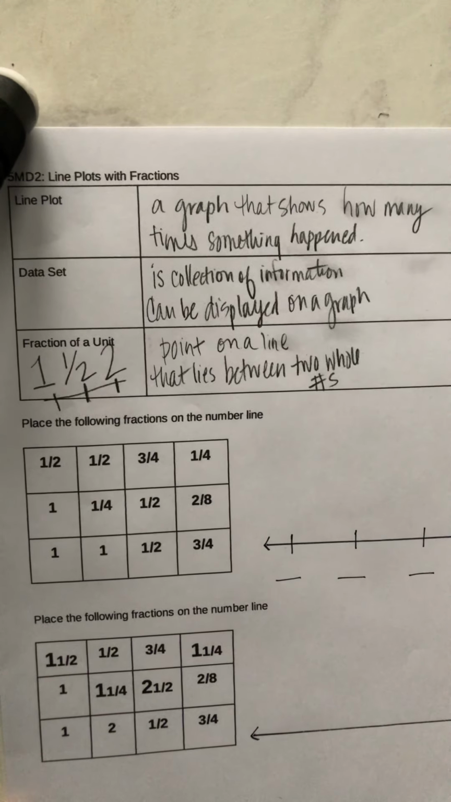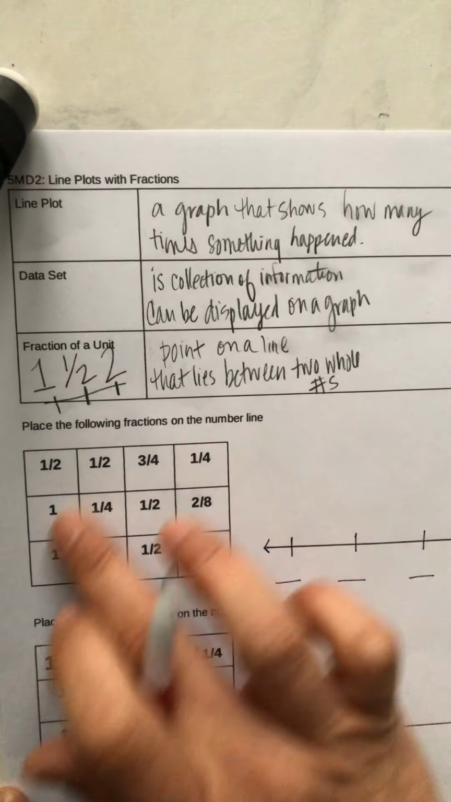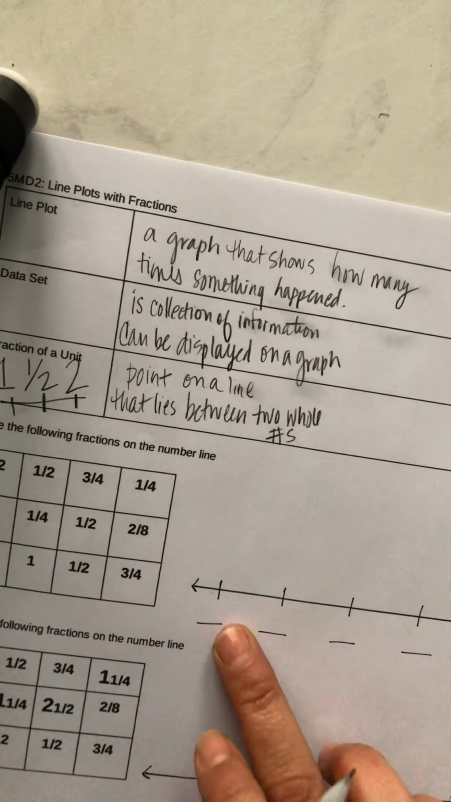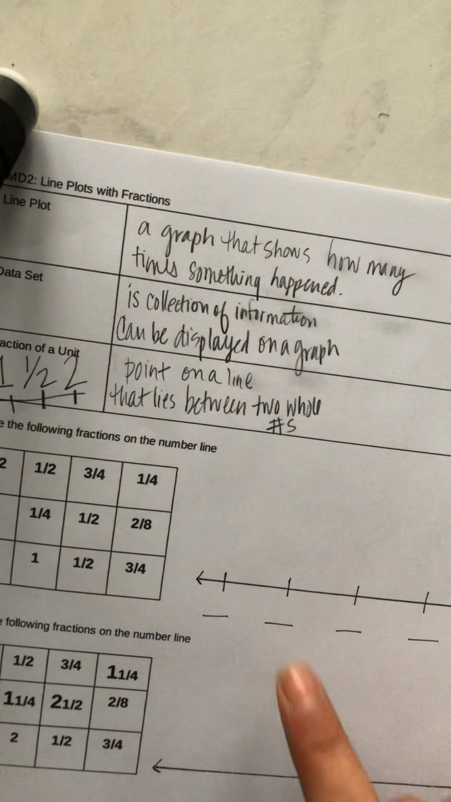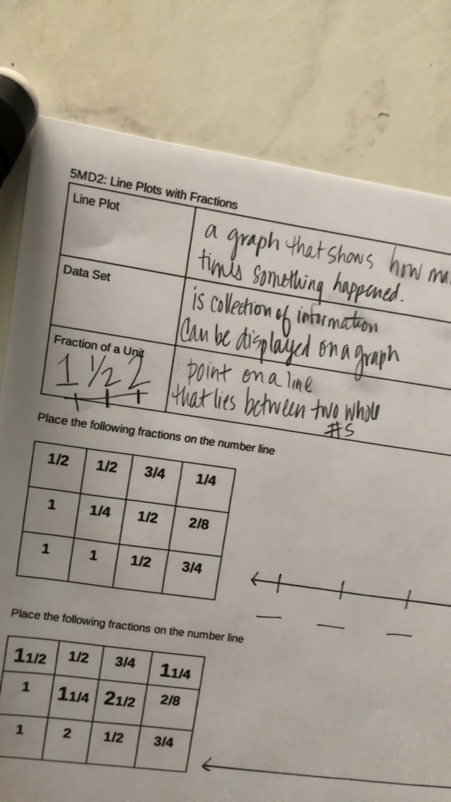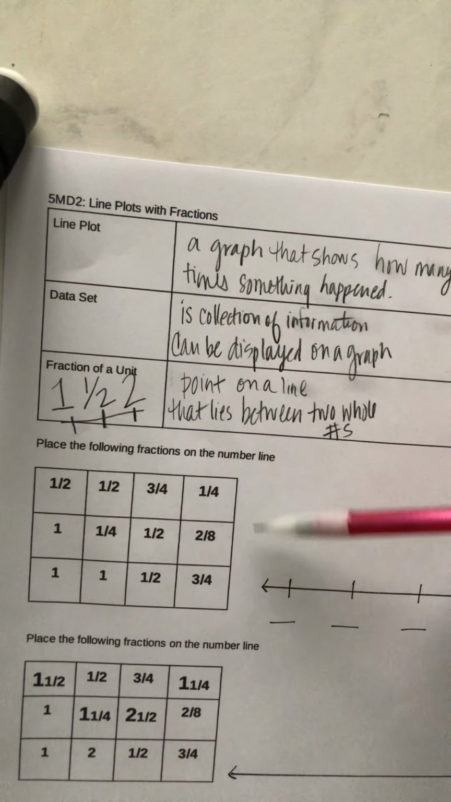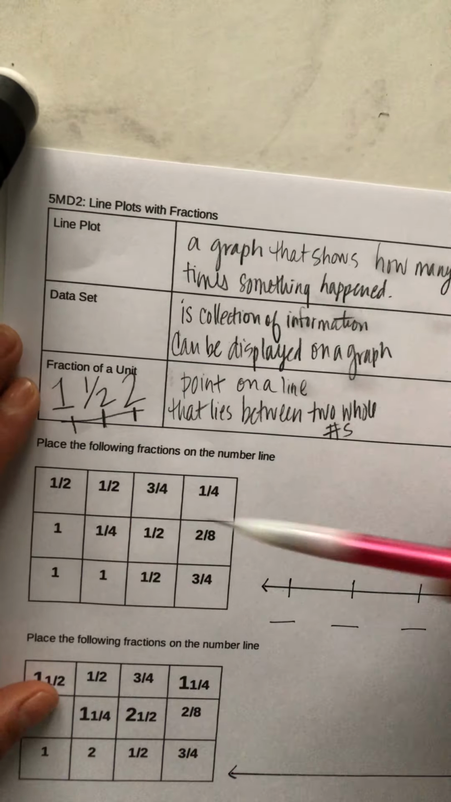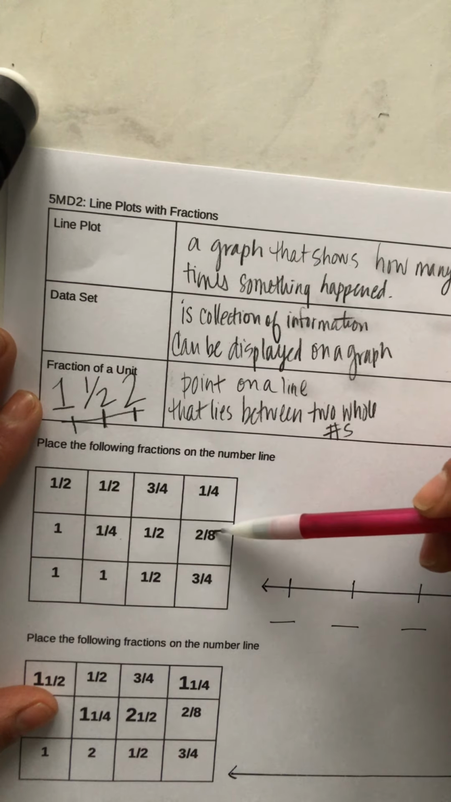Now this should be a review. You guys should have done this last year in 4th grade, but really quickly, when you take a look at this data right here, and you want to create a line plot. Now I created this line plot for you. I broke the line into 4 different sections with 4 spaces down there to put the fractions underneath it. But the way I figured that out using this information is I listed this information out from least to greatest using all the information. So if I look here, it looks like 1/4 and 2/8, which are equivalent.